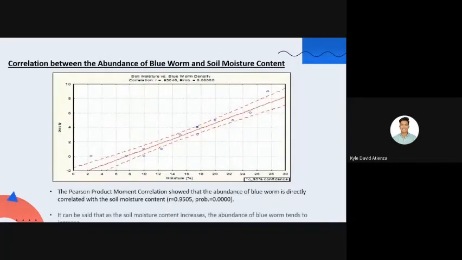For the correlation between the abundance of blue worm and soil moisture content, the Pearson product moment correlation showed that the abundance of blue worm is directly correlated with the soil moisture content with a correlation coefficient of 90.9505. It can be said that as the soil moisture content increases, the abundance of blue worm tends to increase.